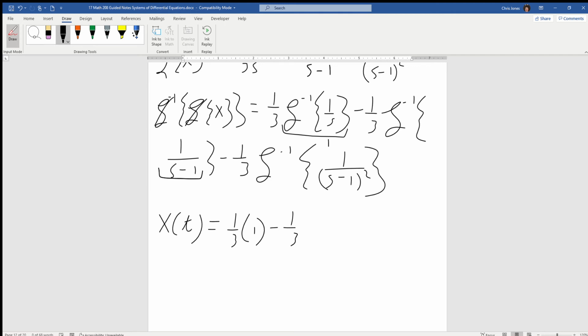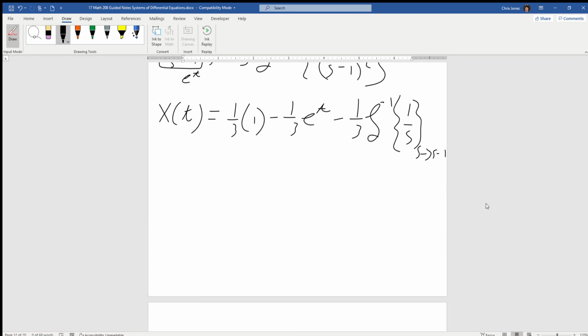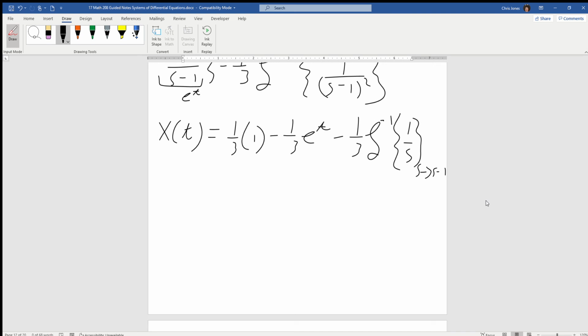1 over s minus 1 is really easy because we could either use the translation theorem or just look right in the table, and I think that's going to be our e to the t power. That's really nice. And then finally this guy. We can just use the translation theorem on this. So we could say the inverse Laplace of 1 over s as s approaches s minus 1, or s, I'm sorry, 1 over s squared.